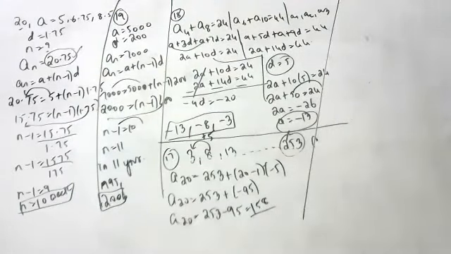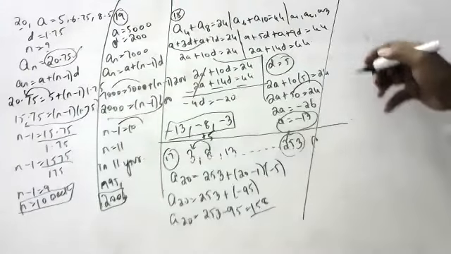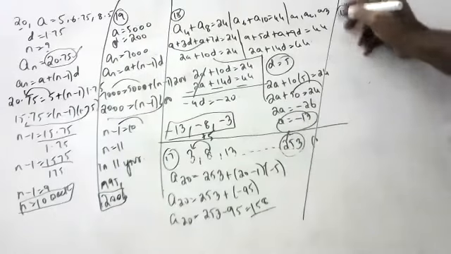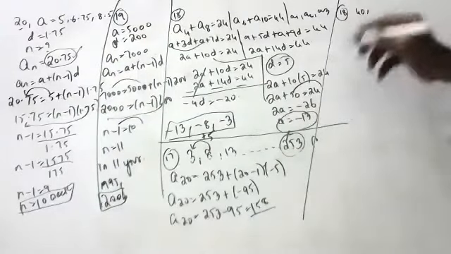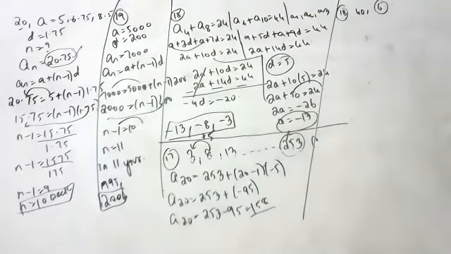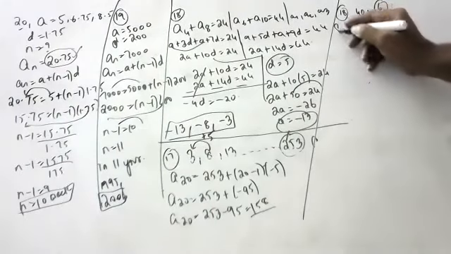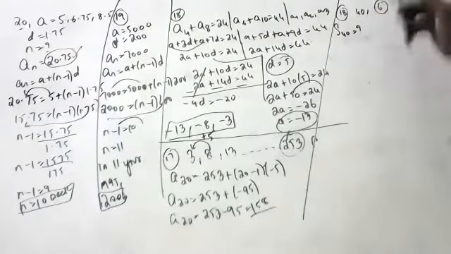We'll see here, children. Next question. Find the sum of first 40 positive integers divisible by 6. Children, find the sum of first 40 positive integers divisible by 6. Sum they are asking. First 40 integers divisible by 6.